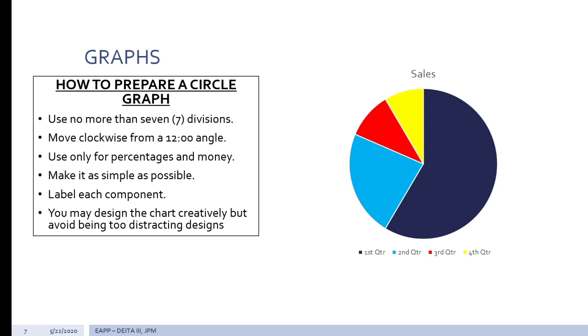Now, how do we prepare a circle graph? Okay, use no more than 7 divisions. If you surpass, let's say, 8 divisions, most of the time your audience will be very confused, mainly because you're overloading them with information. Let's not overload our audience with information. Next one, move clockwise from a 12 o'clock angle. So we move clockwise from left to right.